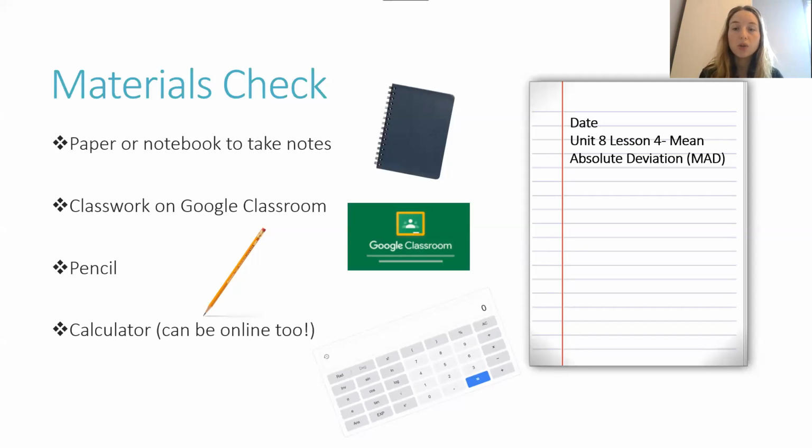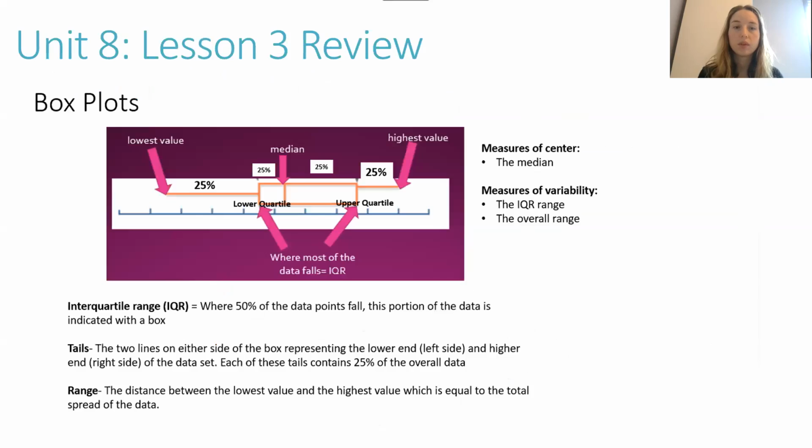A reminder to also update your paper so that it has today's date, and then the header Unit 8, Lesson 4, Mean Absolute Deviation, abbreviated MAD. Take 30 seconds to do that right now. Okay, and we're going to be jumping into this next lesson.